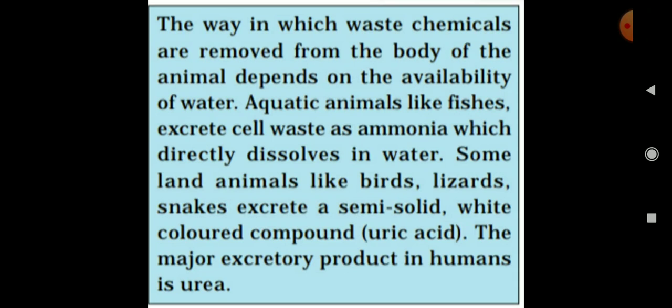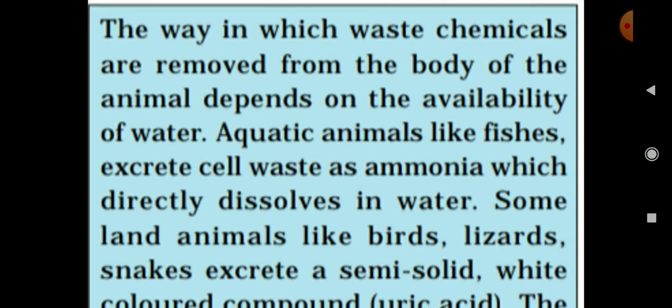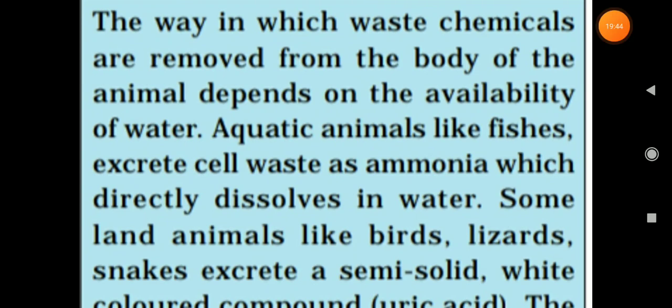Next, in the box, page number 127. The way in which waste chemicals are removed from the body of animals depends upon the availability of water. The aquatic animals, like... underline the words, students. What are aquatic animals? Water living animals. That is what aquatic animals are. So underline the words, it's very important, 1 mark, students.